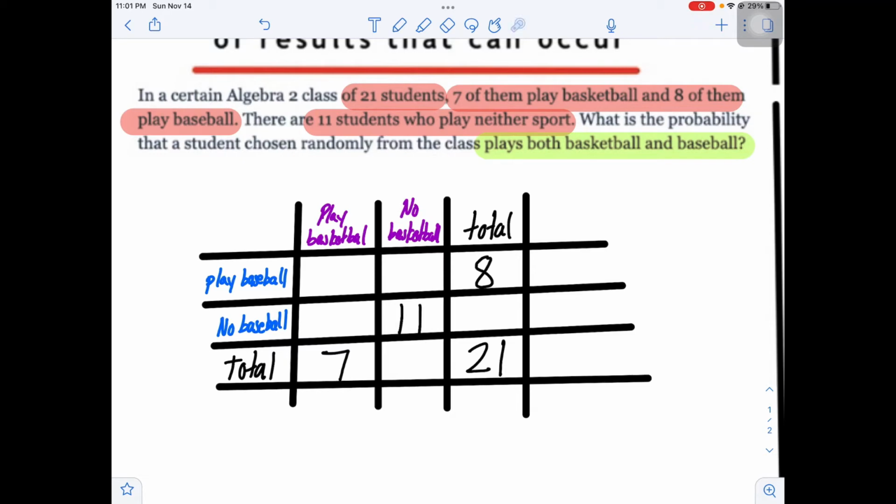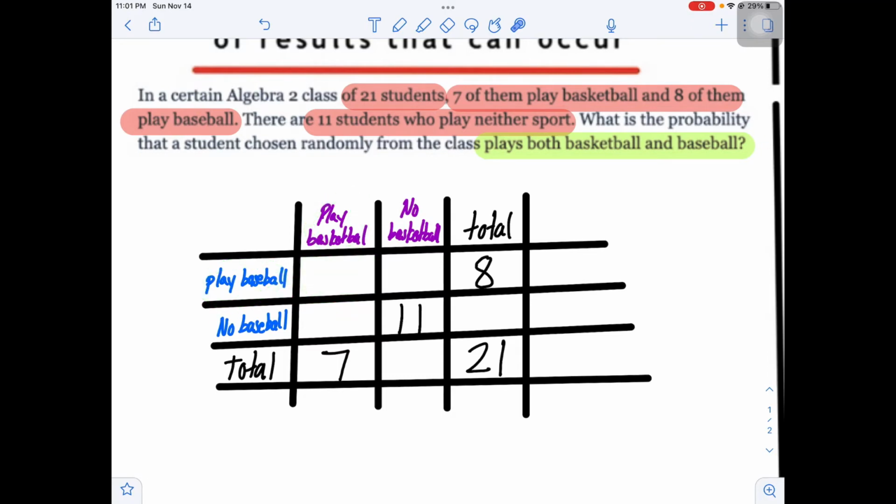Okay. What is the probability that a student chosen randomly from the class plays both basketball and baseball? So let's see. Plays baseball and plays basketball. That's going to be right here. Look. It's going to be the number right here. The question is, how do we get this number?